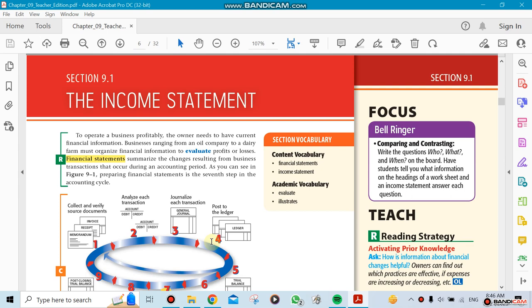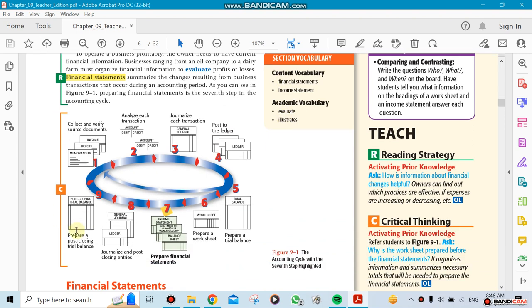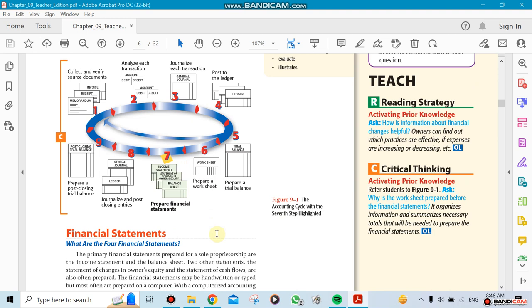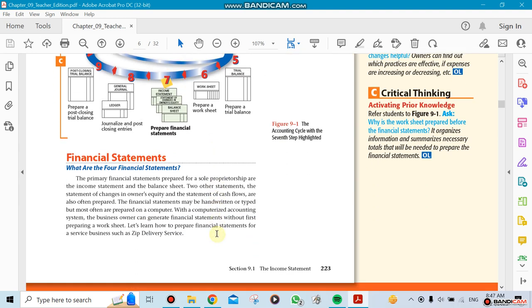Okay, now remember, what does the income statement involve? Before we do that, this is where we are right now. This is the accounting cycle, so we are somewhere here. The income statement, the statement of changes, and then we're going to do the balance sheet. So we're doing those three statements in this chapter. The cash flow statement is going to have a different chapter by itself, so we'll leave it alone.